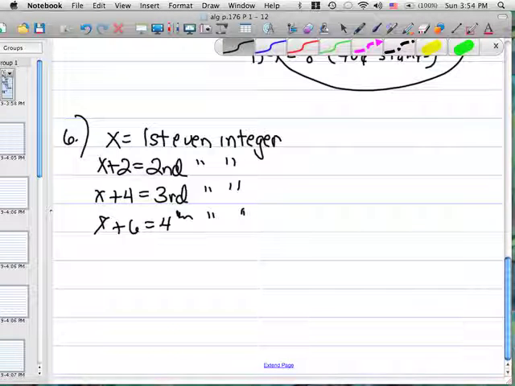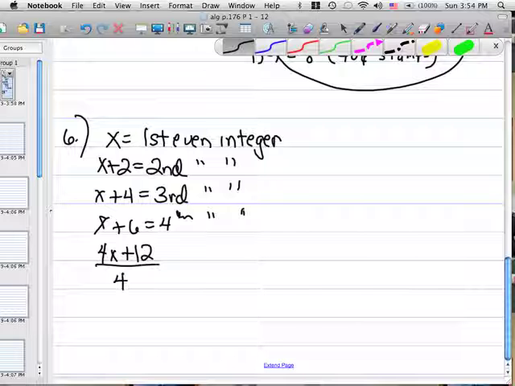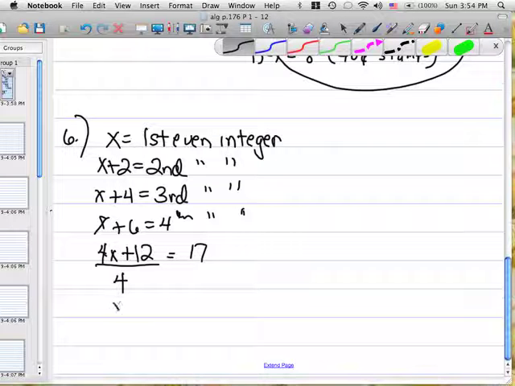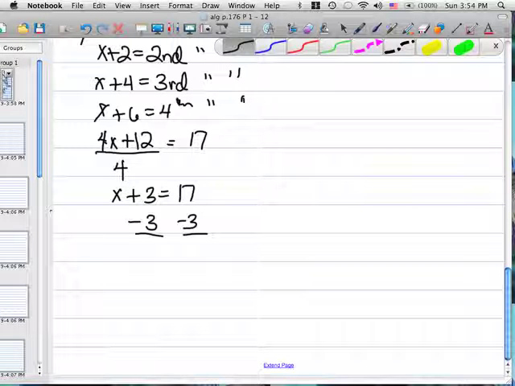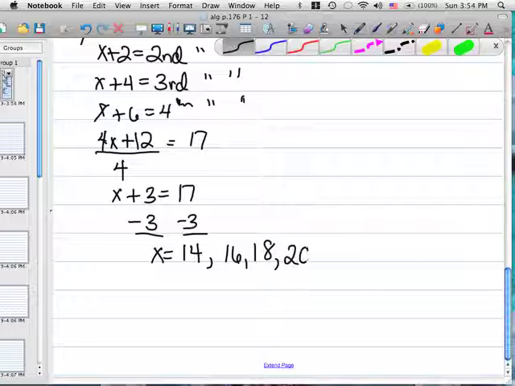And they want the average of the 4, so we have to add them up. 4x plus 12 total, and there were 4 numbers, divided by 4, that's the average, has to equal 17. So if I take 4x plus 12 and divide it by 4, I get x plus 3 has to equal 17. Subtract 3 from both sides, and I find out that the first number must be 14, and checking, it is an even number, so it's realistic. So our 4 numbers are 14, 16 going up by 2, 18, and 20.